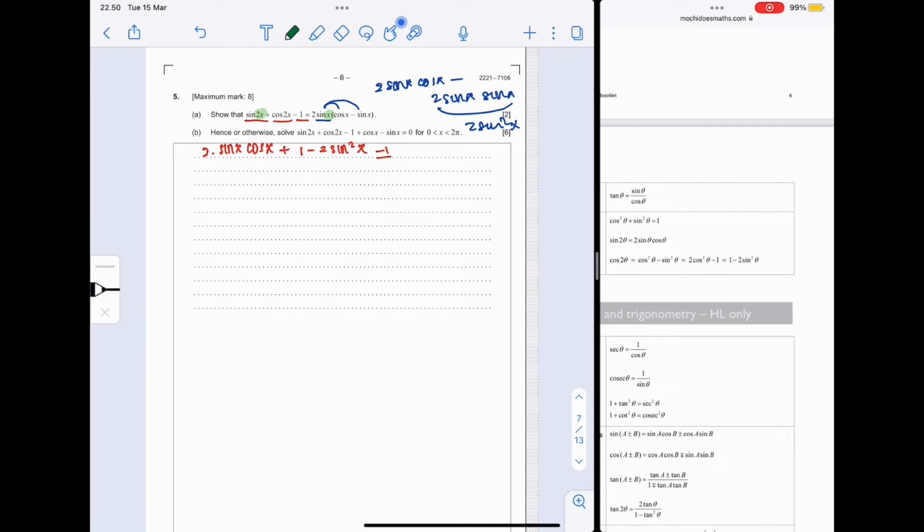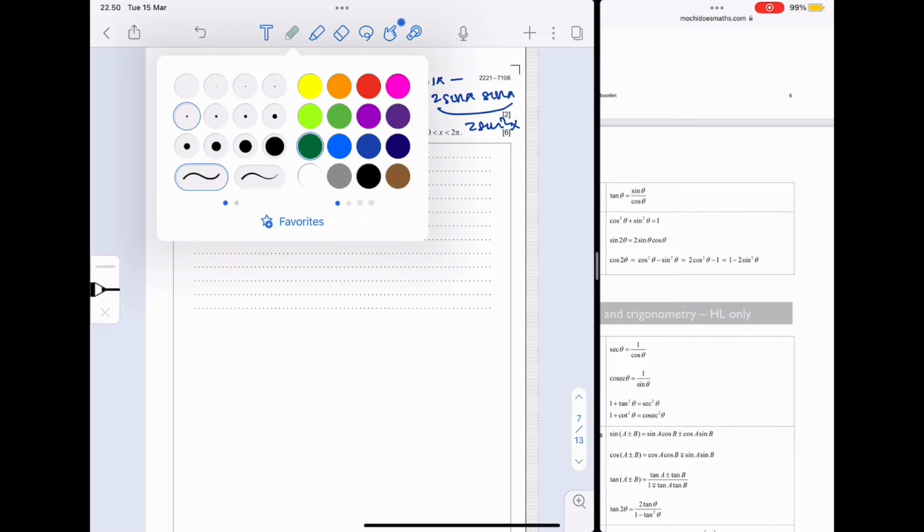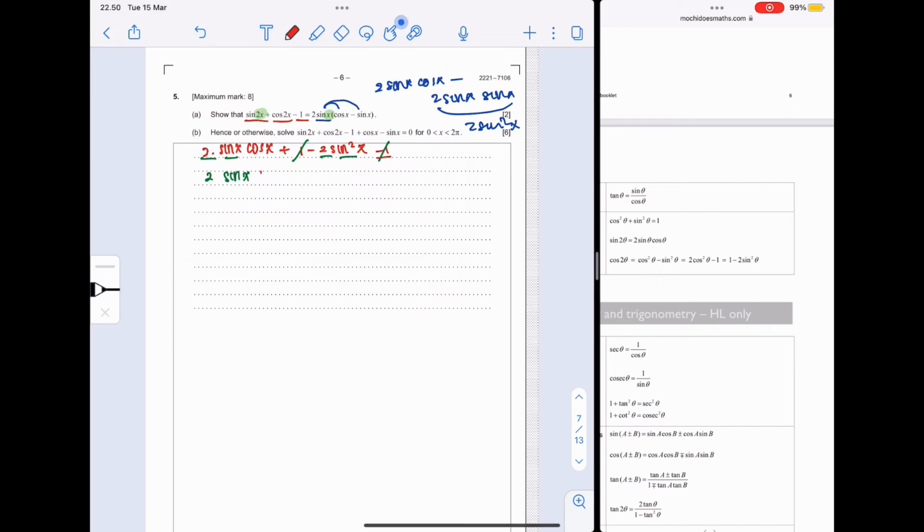If you see it here, 1 and minus 1 can be cancelled. Both have 2, so I'll factorize the 2. There's sine and sine here, so I'll factorize the sine x as well. And for the rest, I'll just copy it. Cos x minus sine x. And voila, proven.